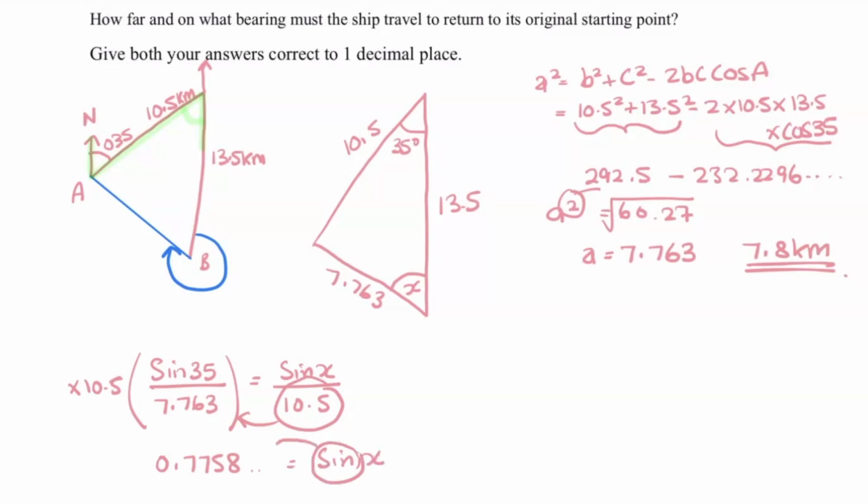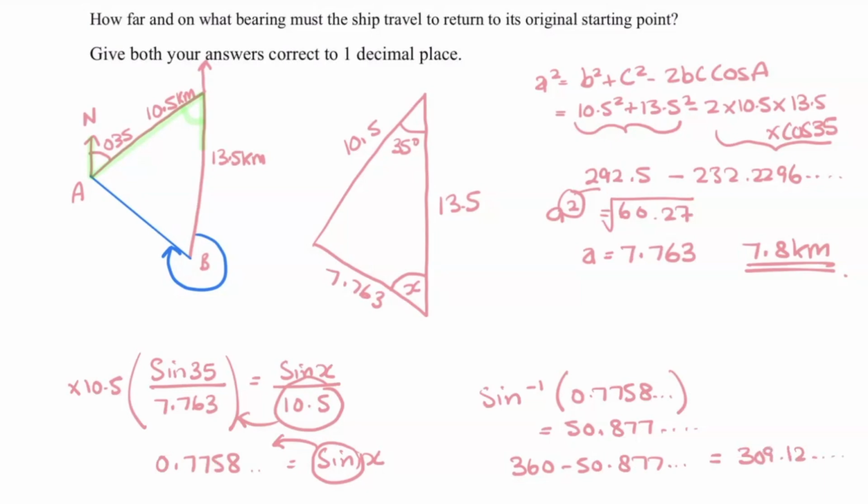Sine needs to come across. It will land as its opposite, which is sine to the minus 1. We will put in our answer on our calculator key, and that will give us 50.877, on and on it goes. And then just to finish it off, remember, we have to take it away from 360. One decimal place gives us our final answer.